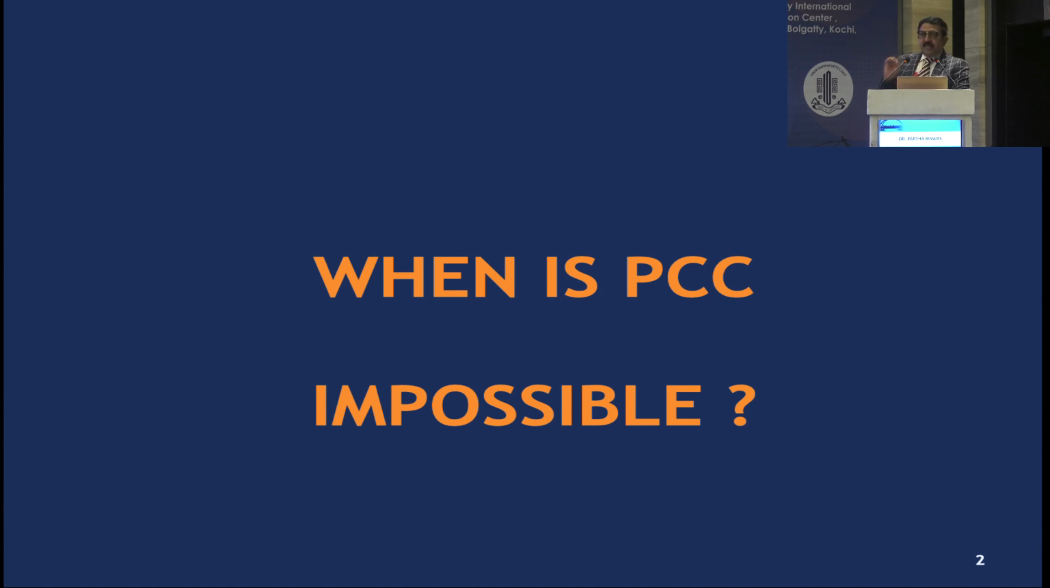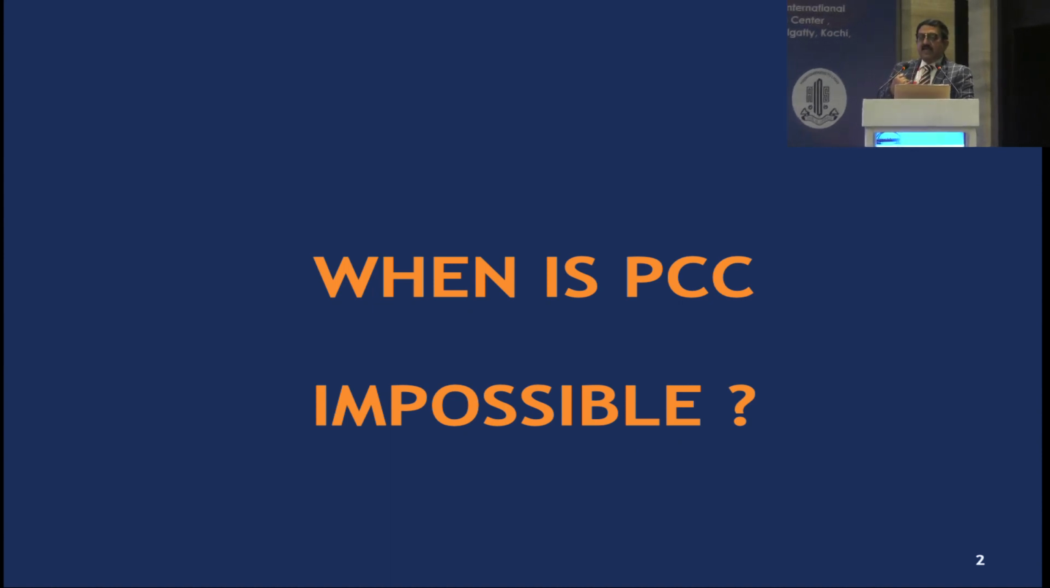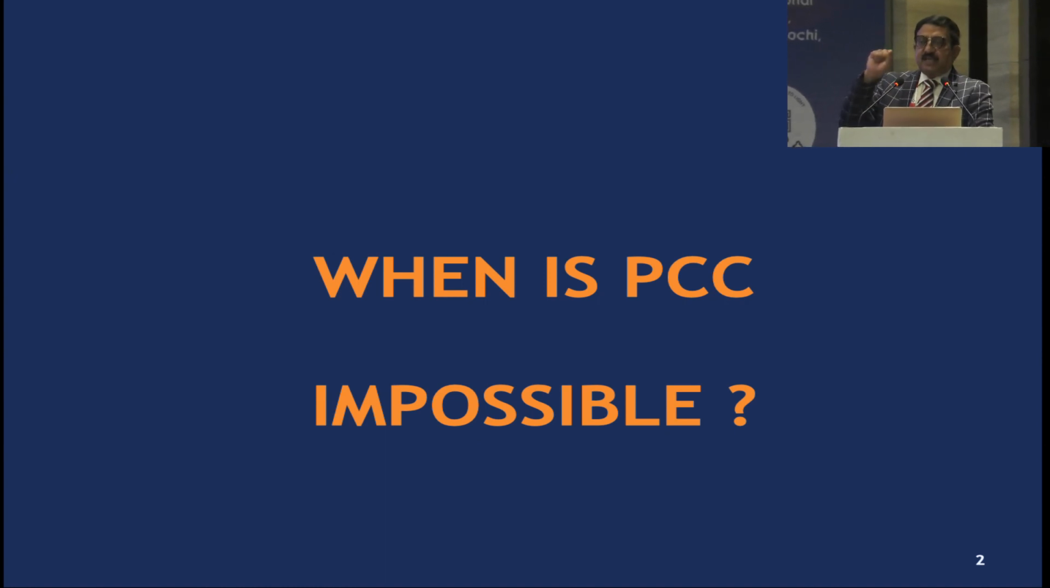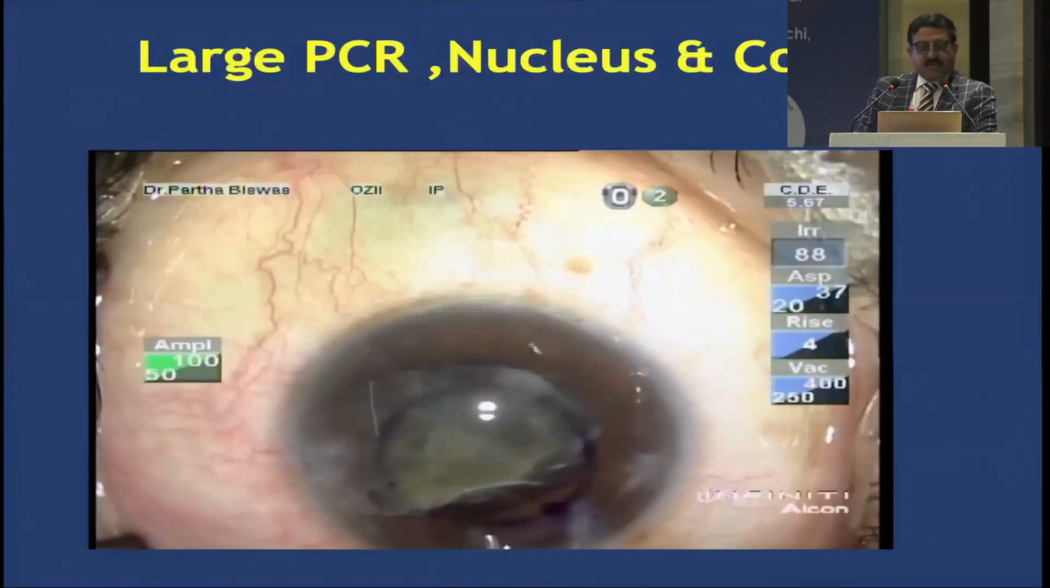Now, when it comes to PCR, the first question we have to answer when a PCR has occurred is whether I can fashion the ruptured PC into a posterior capsular rhexis or not. If I can, then the whole management is different, and the lens implantation is different. But if I cannot do that, then everything is again different.